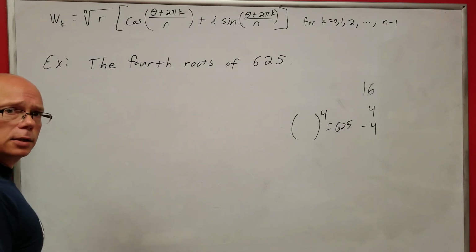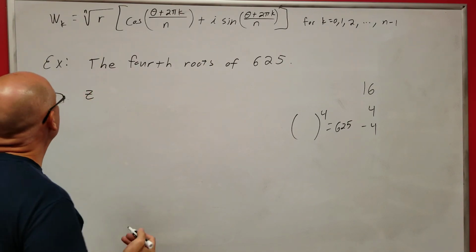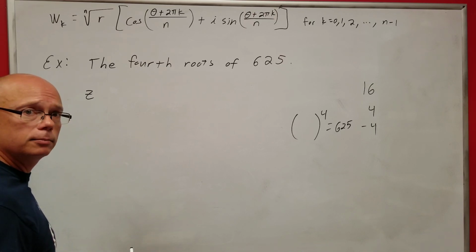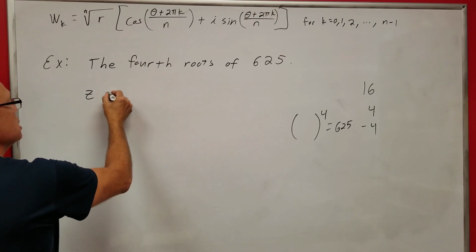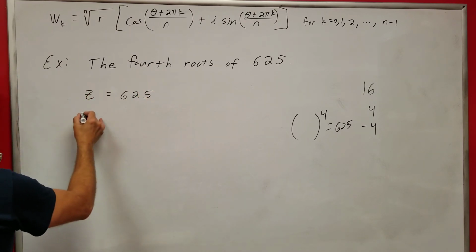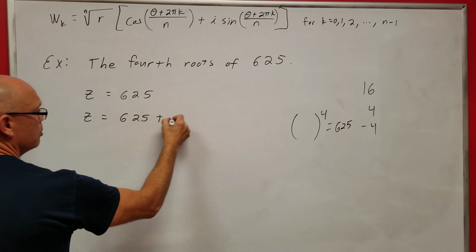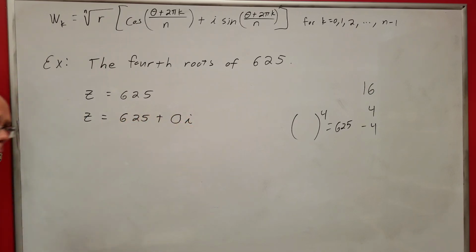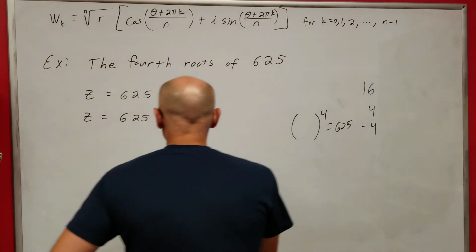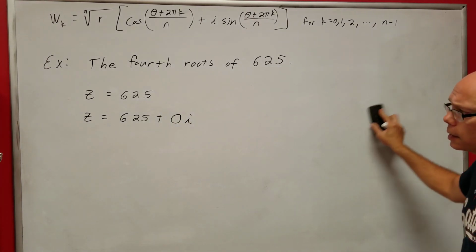Well, let's take 625. So they're giving us a z value. Now 625 is basically what they're doing. So they're giving us z is equal to 625. Well, I could do a rewrite and say that's 625 plus 0i. Now let's plot that, because we want to convert that to polar form first.